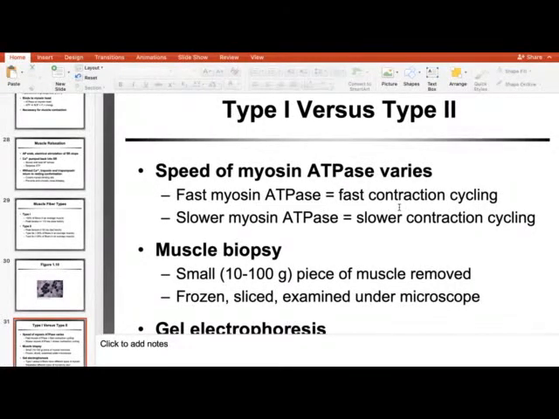How do you know whether or not your athlete has type 1 versus type 2 muscle fiber types?